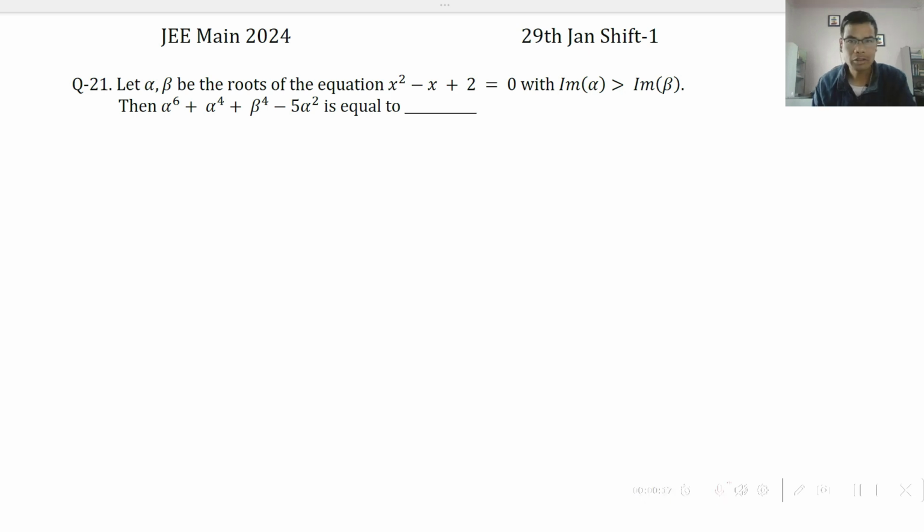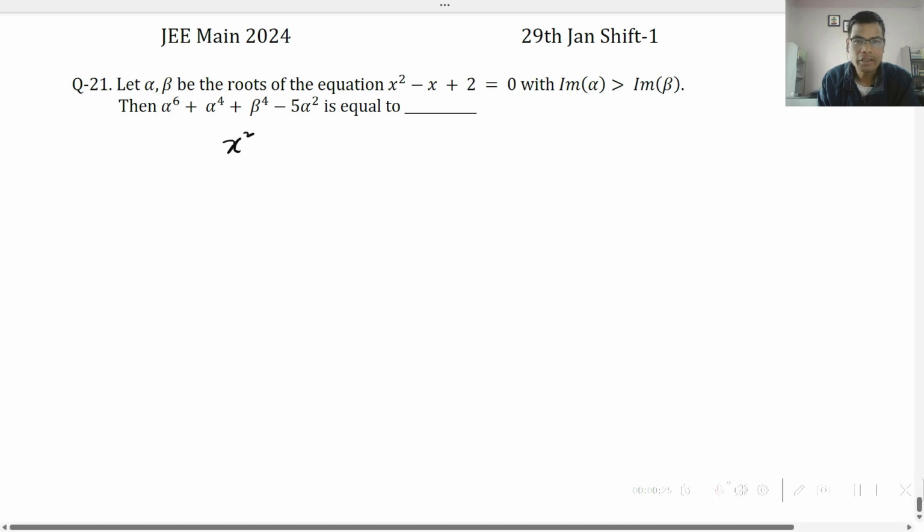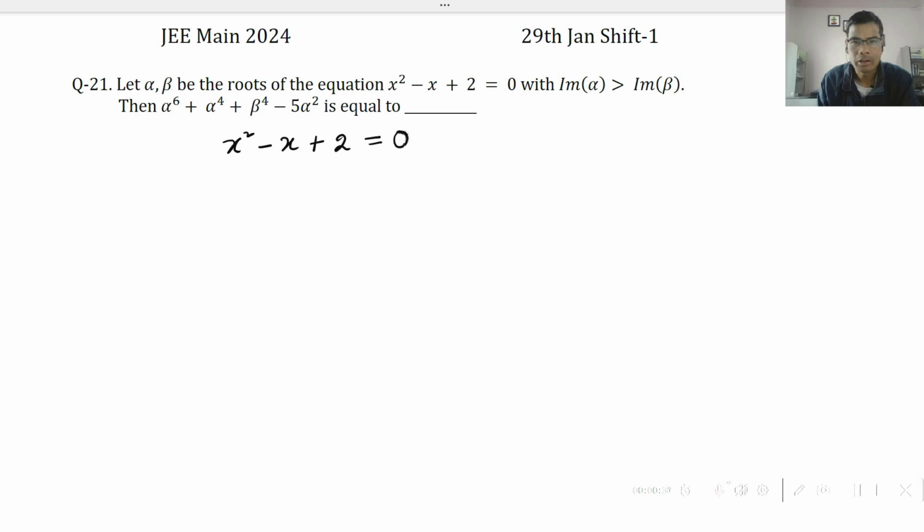So in this particular question, which is from the topic of quadratic equation, we have a quadratic equation given by x square minus x plus 2 equal to 0. If alpha and beta are the roots of this quadratic equation, with the imaginary part of alpha greater than the imaginary part of beta, then we have to find the value of alpha to the power 6 plus alpha to the power 4 plus beta to the power 4 minus 5 alpha square.